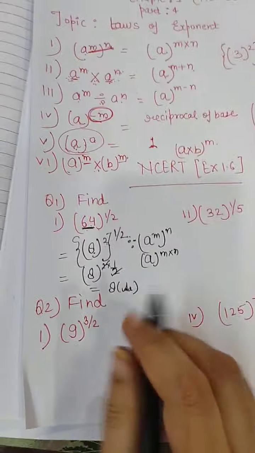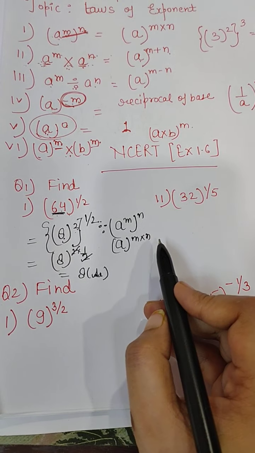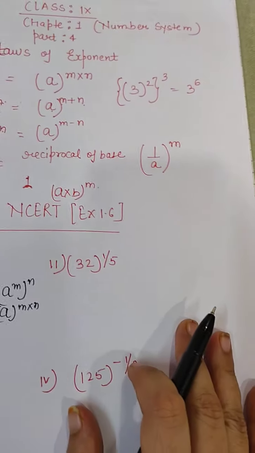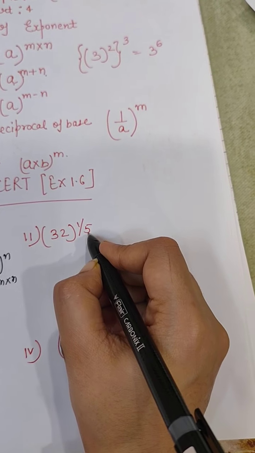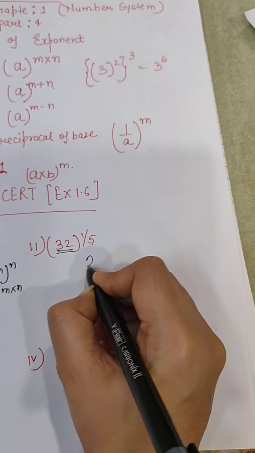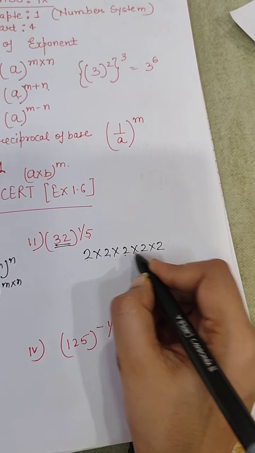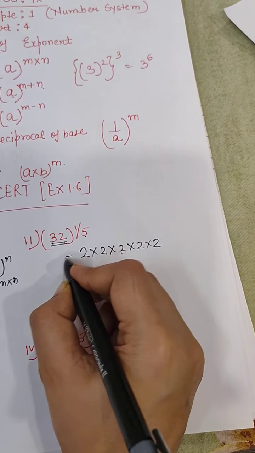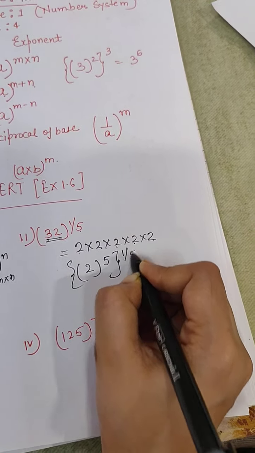Clear or not? When you solve these questions, you have to write at the right corner which law you are applying in the given question. Now the same with this one, 32 raised to the power 1 by 5. The power is again a fraction, so we will take 32, and when you do the factors of 32, it will come 2 into 2 into 2 into 2 into 2: 2 into 2 is 4, into 2 is 8, into 2 is 16, into 2 is 32. So this is 2 raised to the power 5, and 1 upon 5 is already there.